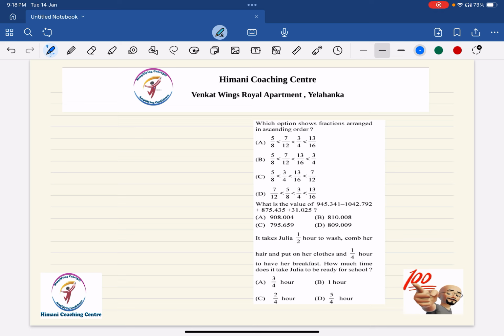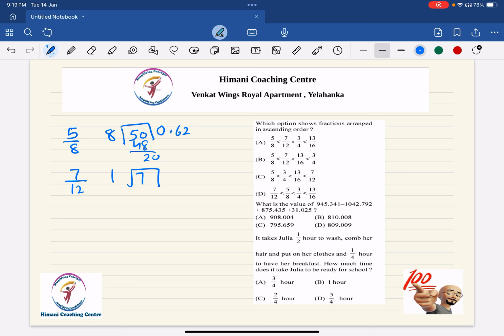Here we are asked which option shows the fractions arranged in ascending order. So see, you are given these four numbers. What you can do here is just write them as decimals and find them to approximately two decimal places, which will tell us which fraction is bigger or smaller. So let's do that. So 5 by 8. Let's divide 5 by 8. So 5 is smaller, 0, put a decimal. Now 8 6s are 48, 50 minus 48 is 2, 8 twos are 16. So approximately 0.62.